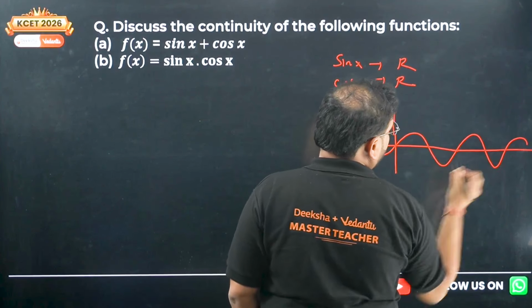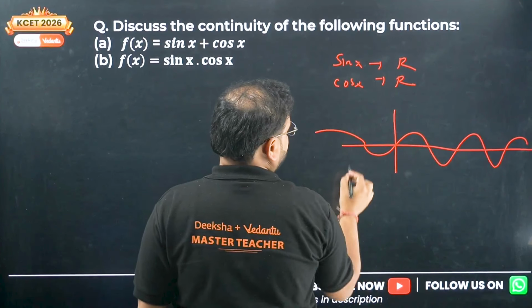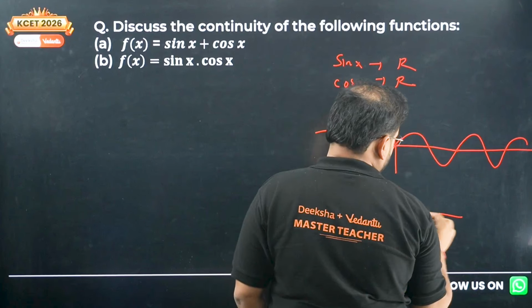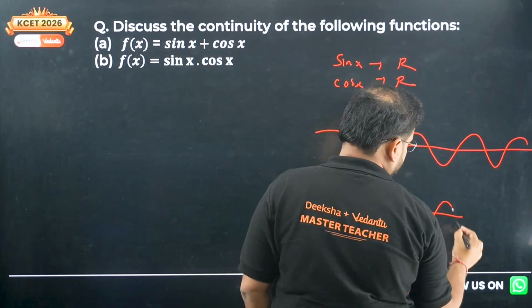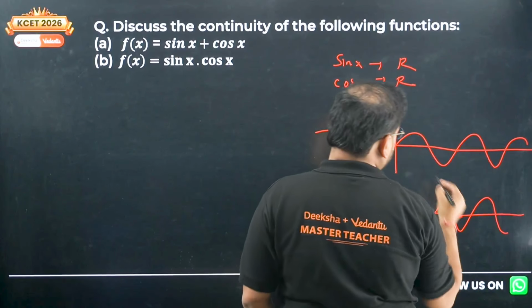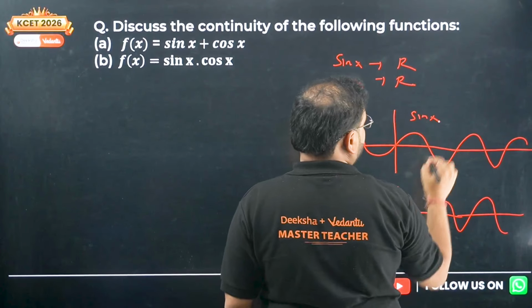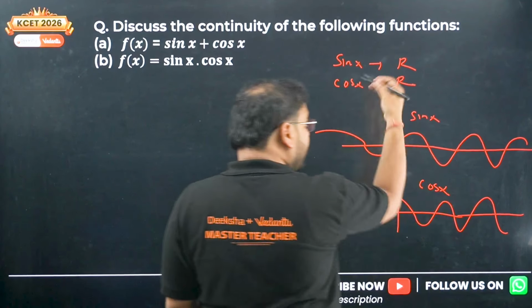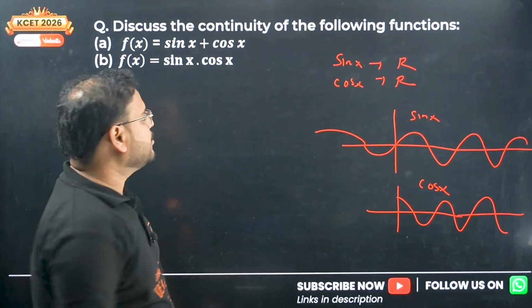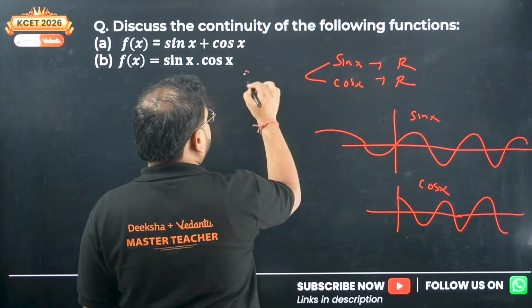If you check here, this is your sin x function and this is your cos x. This is your sin x, and here cos x. They're always continuous in their domain. So continuous everywhere in the domain.